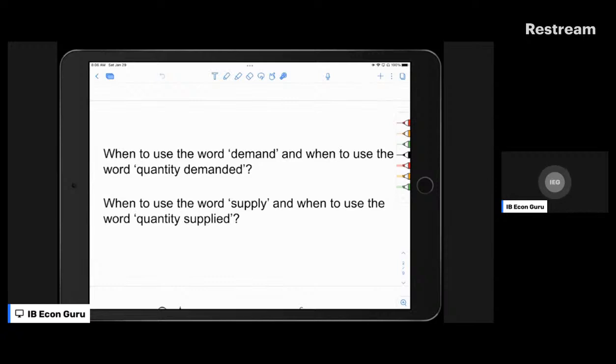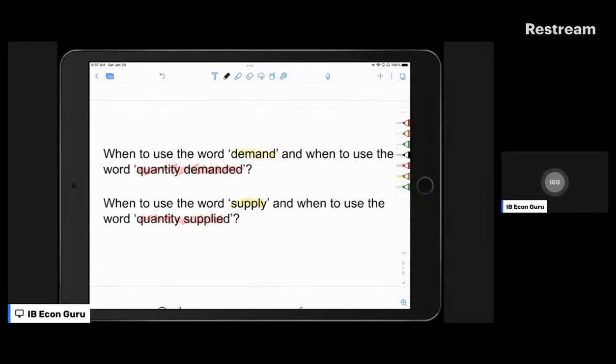Whenever there is a change that causes a shift of an entire curve, we describe it as either an increase or a decrease in demand because the entire curve has shifted. Or if it's supply, then you say an increase or decrease in supply. But whenever there's a movement along the curve, say, for example, a rise in price which causes a movement along the demand curve, then we say this rise in price will cause a decrease in quantity demanded because it's a movement along the demand curve. Also, a rise in price will cause an increase in quantity supplied, a movement along the supply curve.